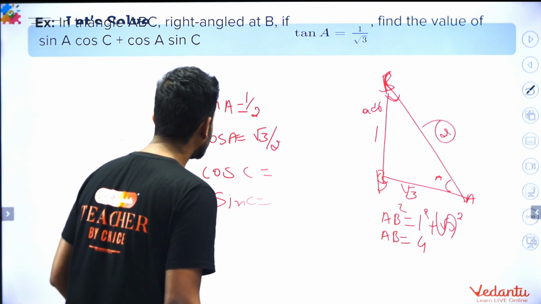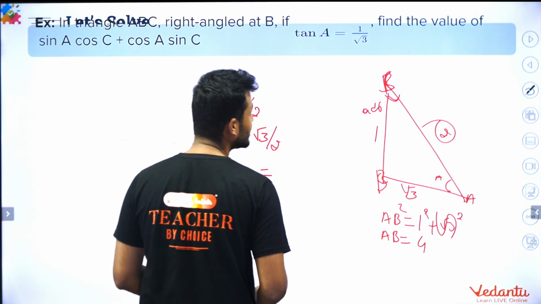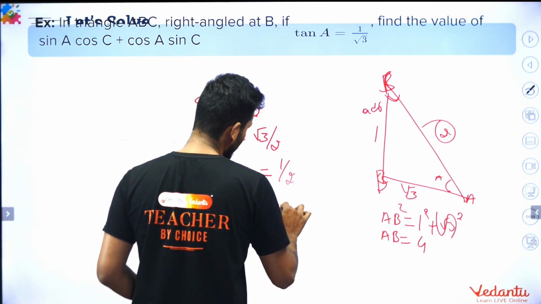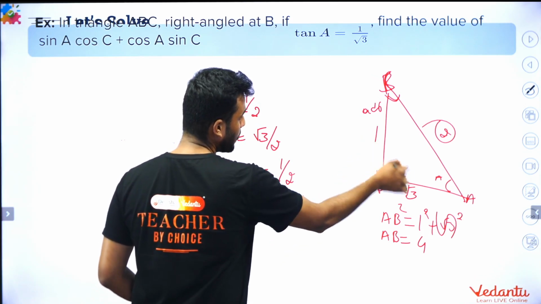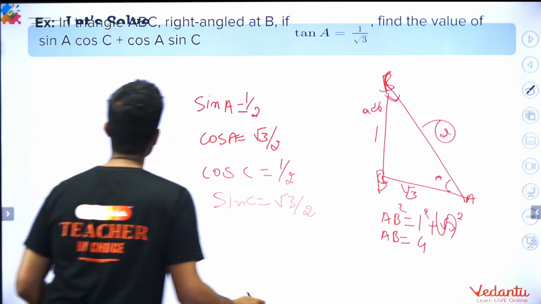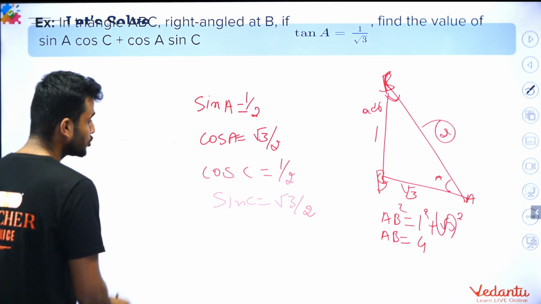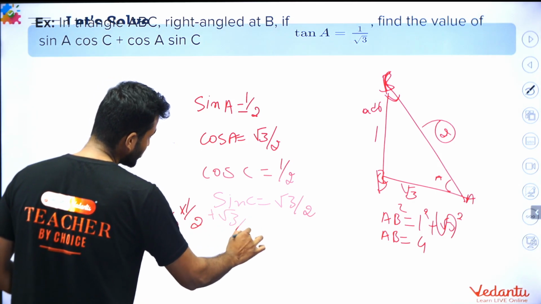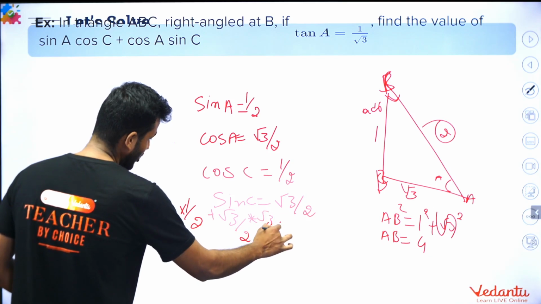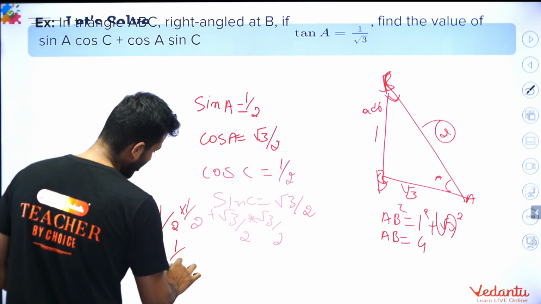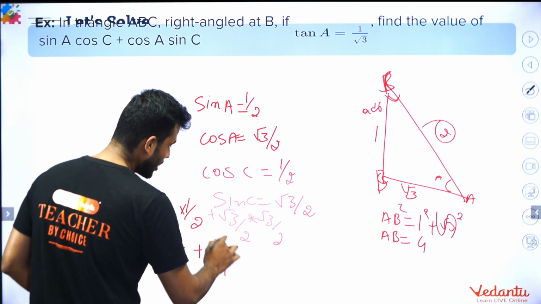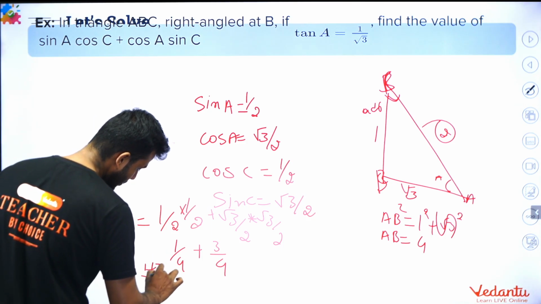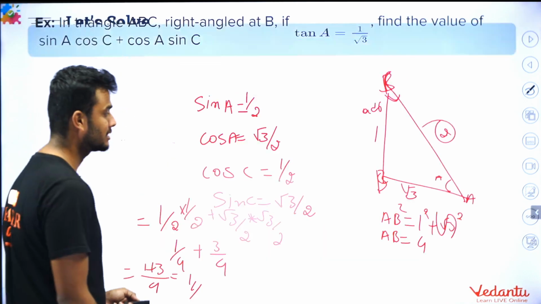What is the value of cos C? Cos C is adjacent by hypotenuse, which is 1 by 2. And sin C is opposite by hypotenuse, root 3 by 2. Now sin A into cos C: sin A is 1 by 2, cos C is 1 by 2, plus root 3 by 2 into root 3 by 2. Multiplying, 2 2s are 4, 2 2s are 4, and root 3 into root 3 becomes 3. 4 is the LCM, 1 plus 3 is 4, so the answer is 1. Yes, the answer becomes 1.